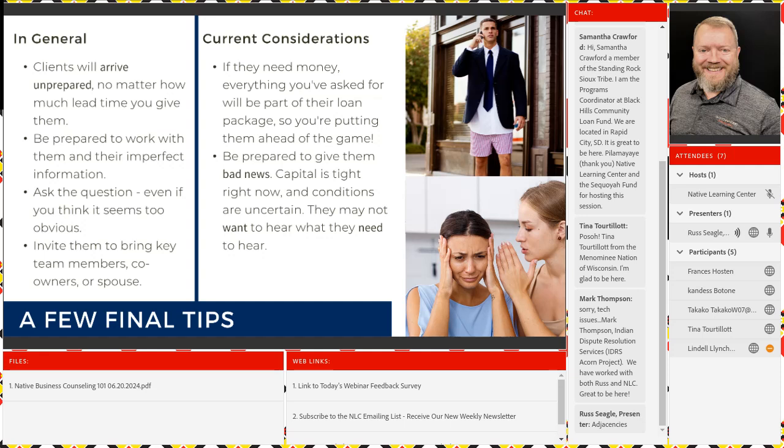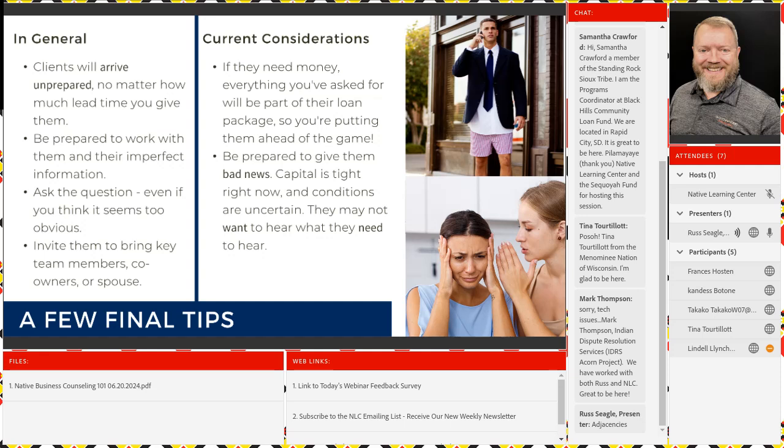Invite them to come with somebody else. They don't have to travel alone. Let them bring somebody else in their life or in their business who is key to the success. 4 ears are better than 2. 6 ears are better than 4. People are going to hear different things. They're going to hear it in different ways, and they're going to be able to talk about this after.